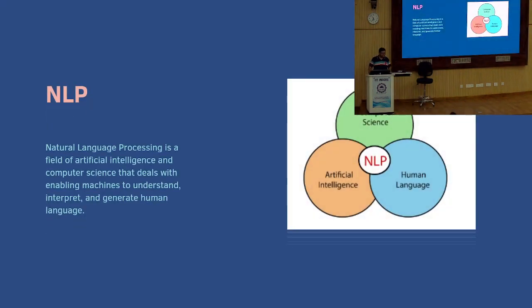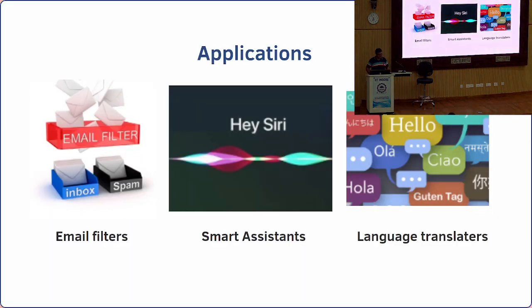Before getting into models like ChatGPT, our model should be able to understand human language. So NLP is the field of AI and computer science that deals with enabling machines to understand, interpret and generate human language. There are many applications of NLP, like email filters. Email filters look at email contents and classify whether it goes into spam or not spam. And then smart assistants. I hope all of you have used a smart assistant, right? Smart assistants are able to understand our human language and they do whatever tasks we assign to them.